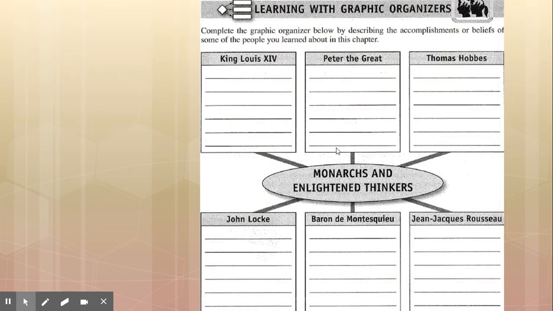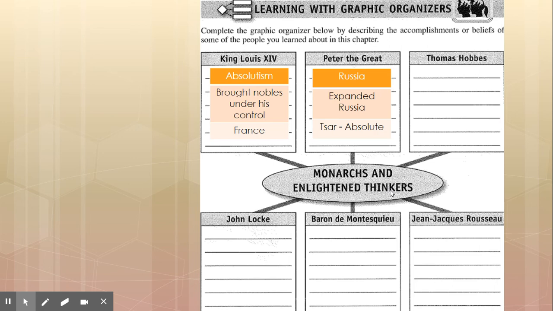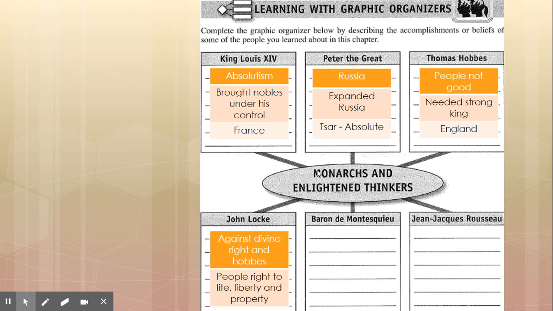All right, so going over some of these main characters. Louis XIV, absolutism, a great example of it, brought nobles under his control at the palace, and he's from France. Peter the Great from Russia, he expanded Russia. He was a czar, and he was an absolute ruler. Hobbes believed that people were not good. They needed a strong king to control the country. John Locke was against divine right. He was against what Hobbes said. And people had the right to life, liberty, and property.